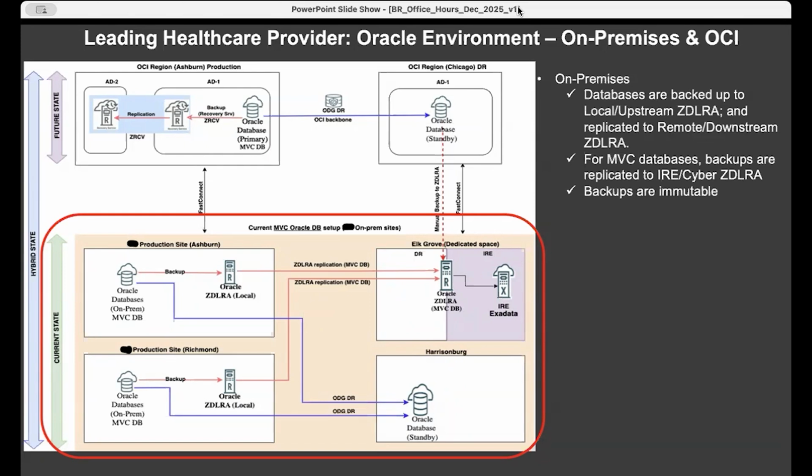The idea is that at the time of a cyber event, this network will be completely broken, basically turned off, and will not be available. The only thing that will be available is the ZDLRA with the network talking to the IRE region, as well as the admin network, because the admin network for this ZDLRA is also in this cyber resiliency region. And we have Exadatas already up and running.